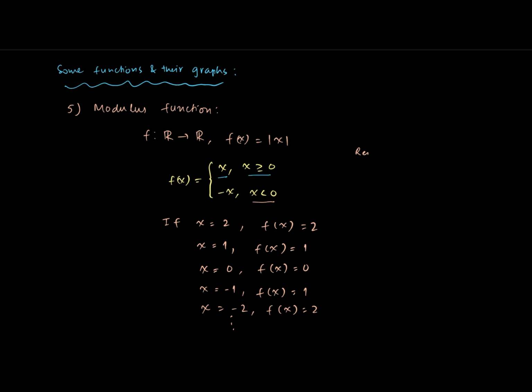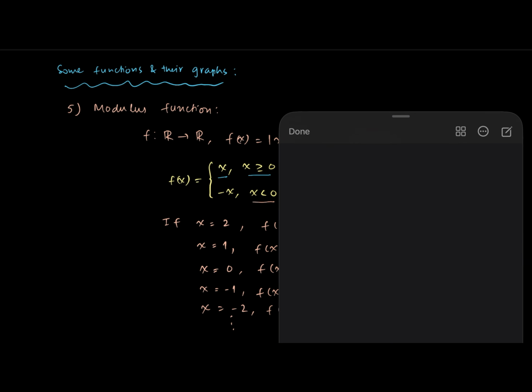So we'll have to remember that in the modulus function, whether x is positive, negative or 0, mod of x, or modulus of x, will always remain positive. Now let us see how the graph of this function works. Here we have y is equal to mod x.